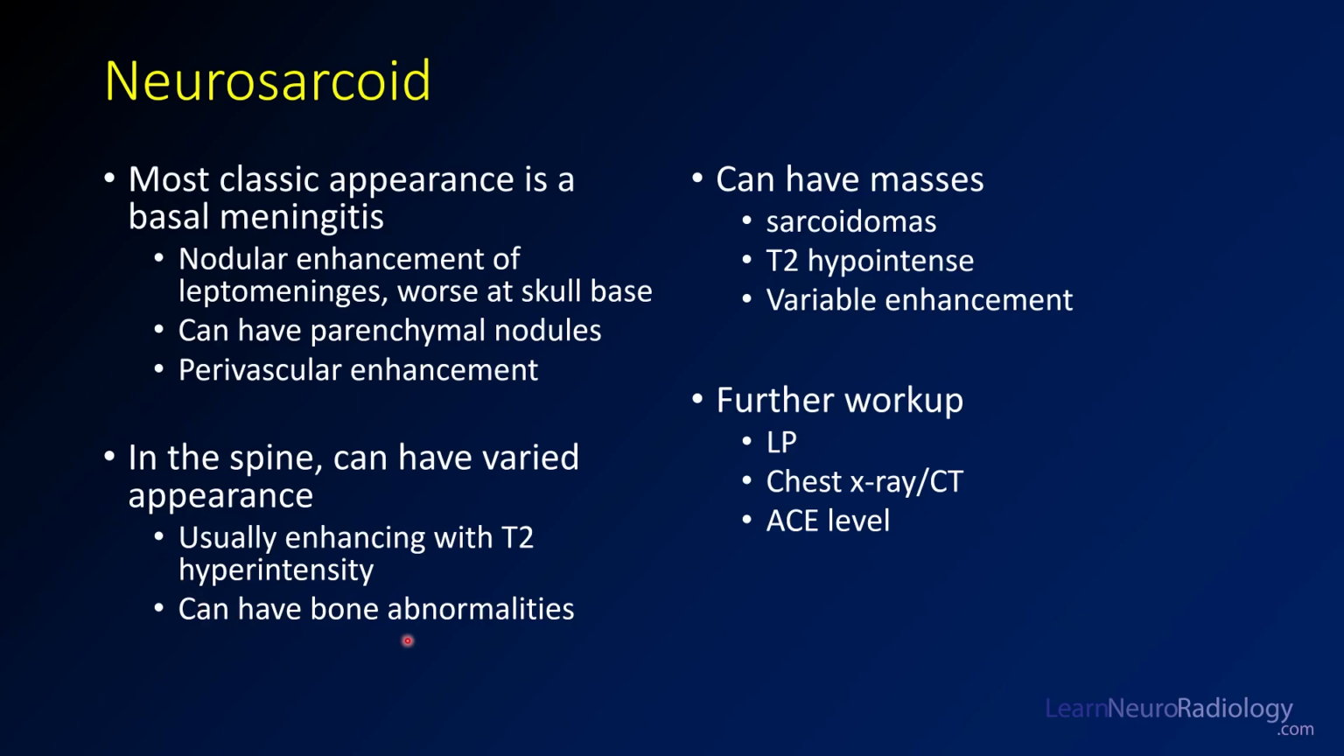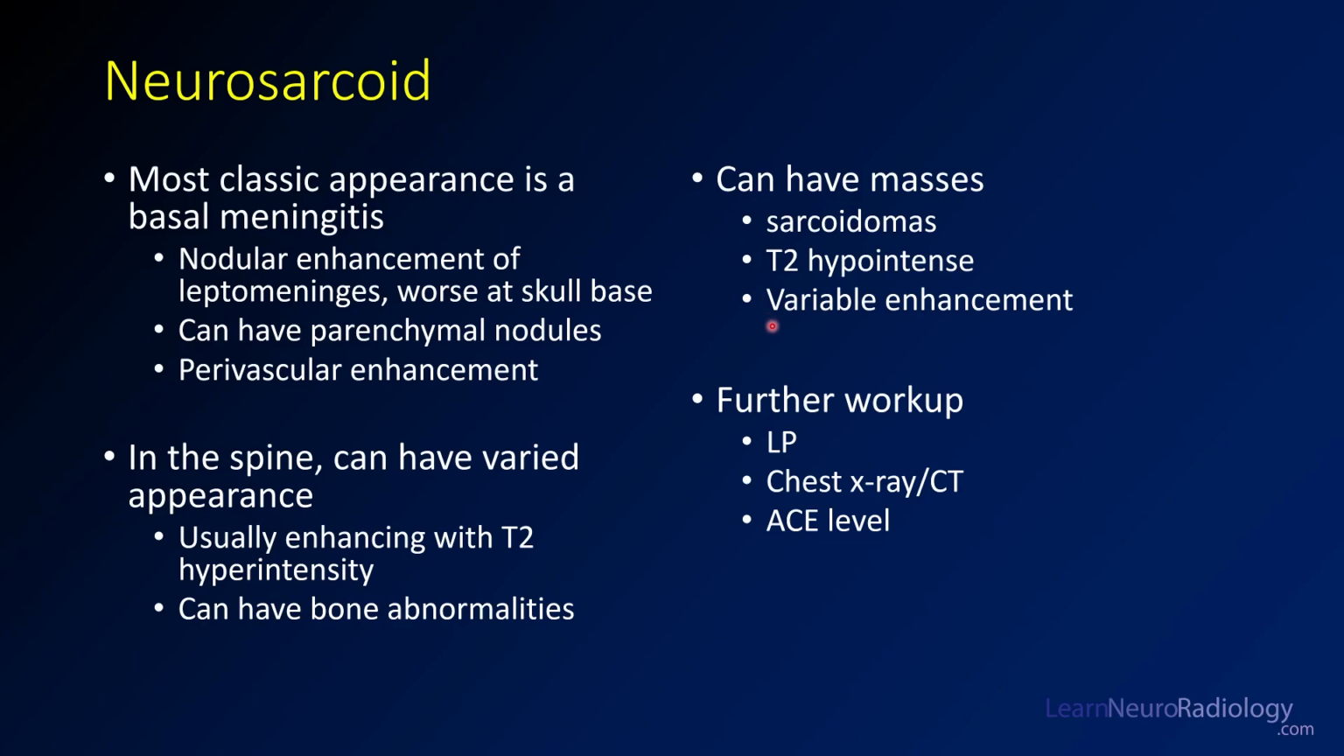As in this case, you can have bone abnormalities, and this person did have some heterogeneity of the marrow. You can see masses both in the brain and spine. These are called sarcoidomas. They're frequently T2 hypointense and have variable enhancement. So you can definitely see that.